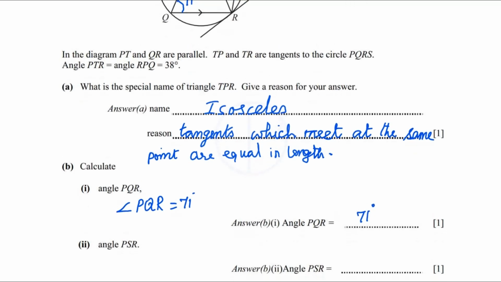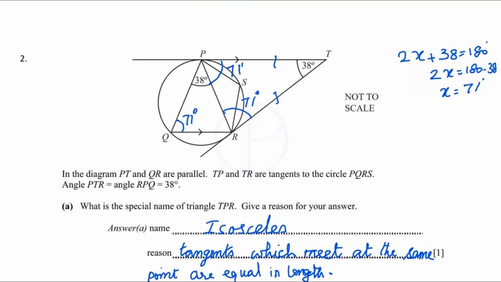Next, find angle PSR. So we have to find this angle. PSRQ is a cyclic quadrilateral. So opposite angles add up to 180 degrees in a cyclic quadrilateral. So angle at S is 180 minus 71, which is 109.